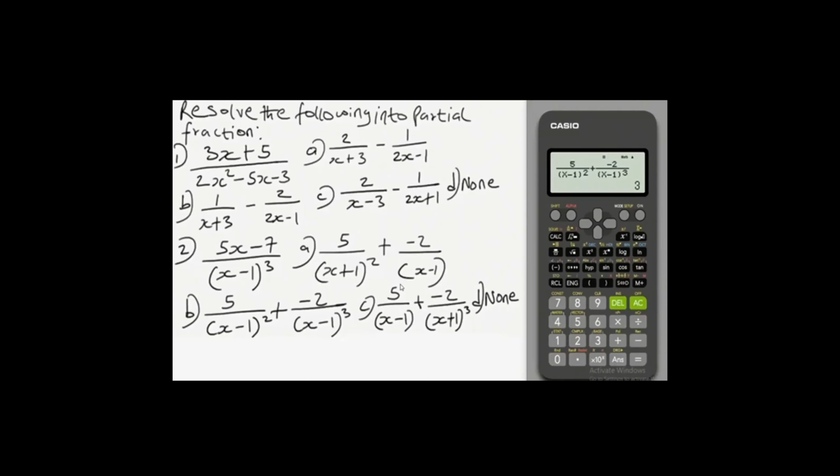Don't forget to reset the calculator once you're done. Just press shift, 9 for the instructions. Press 3, press equal to, and press equal to again.